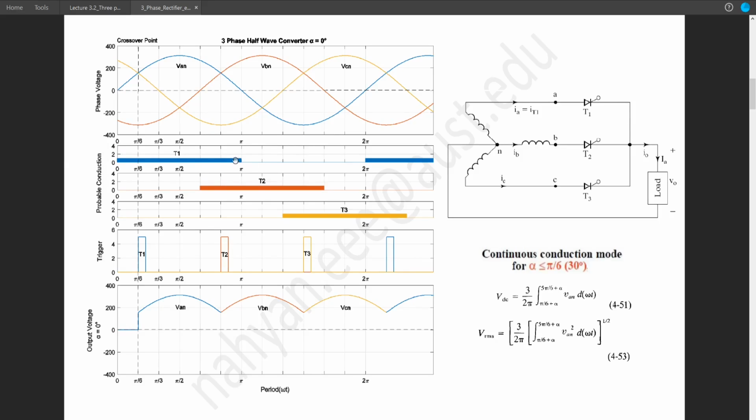So here are the possible conduction zones of these thyristors. T1, as it is connected to phase A, will only conduct during the positive half cycle of phase A. During the negative half cycle of VA, T1 will be automatically off, whether the gate pulse is given or not. The same goes for T2, as the anode of T2 is connected to phase B. T2 is forward biased during the positive half cycle of VBN. And again for T3, the probable conduction zone is the positive half cycle of VCN. So here the possible conduction zones are marked in different colors.